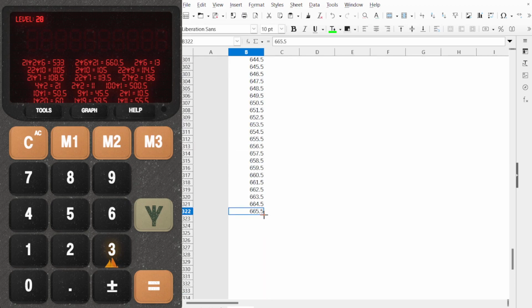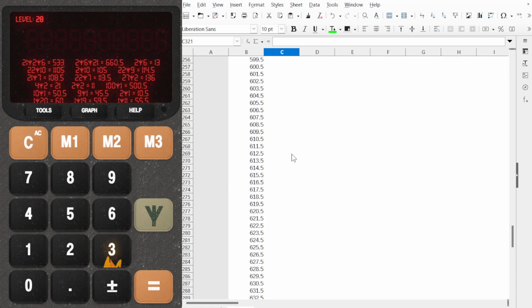665.5. So 322. Okay, I also see the problem right here. Let's say, okay, if I were to input 665 point... if I were to input 321 and then a 2, then I would be getting the number that I'm looking for.